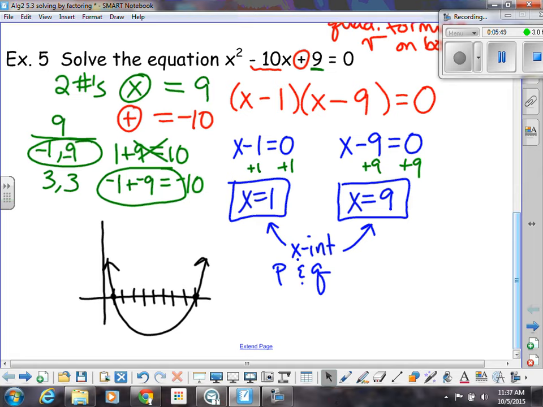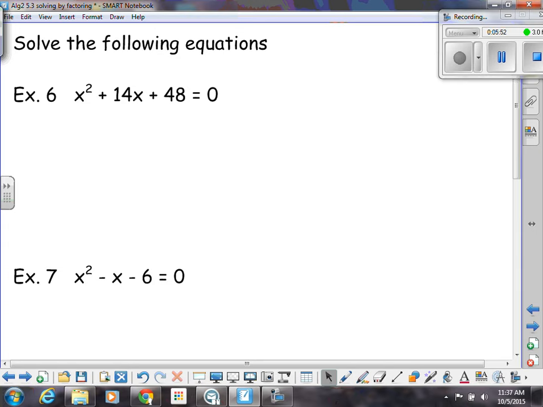All right, let's do some more. So we're going to solve this equation. This is on the back of your sheet. So if I do this, remember we're going to factor this. We're not going to do quadratic formula. We're going to factor. So we need two numbers that multiply to equal 48, and they also have to add to equal 14. All right, so let's look at our factors of 48.